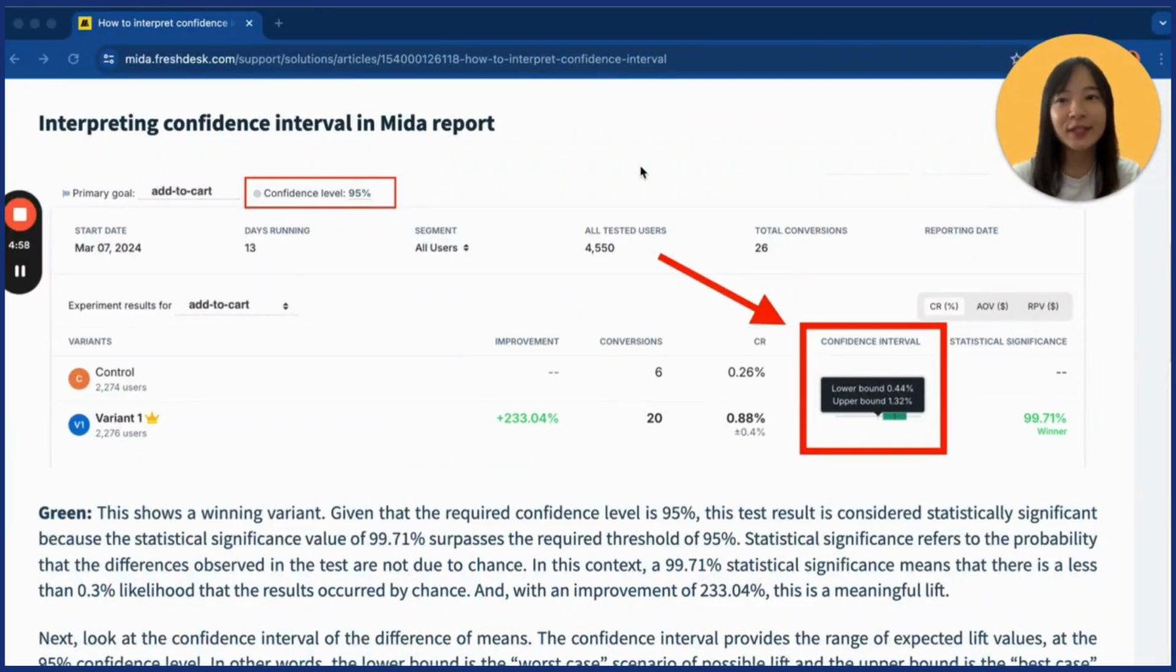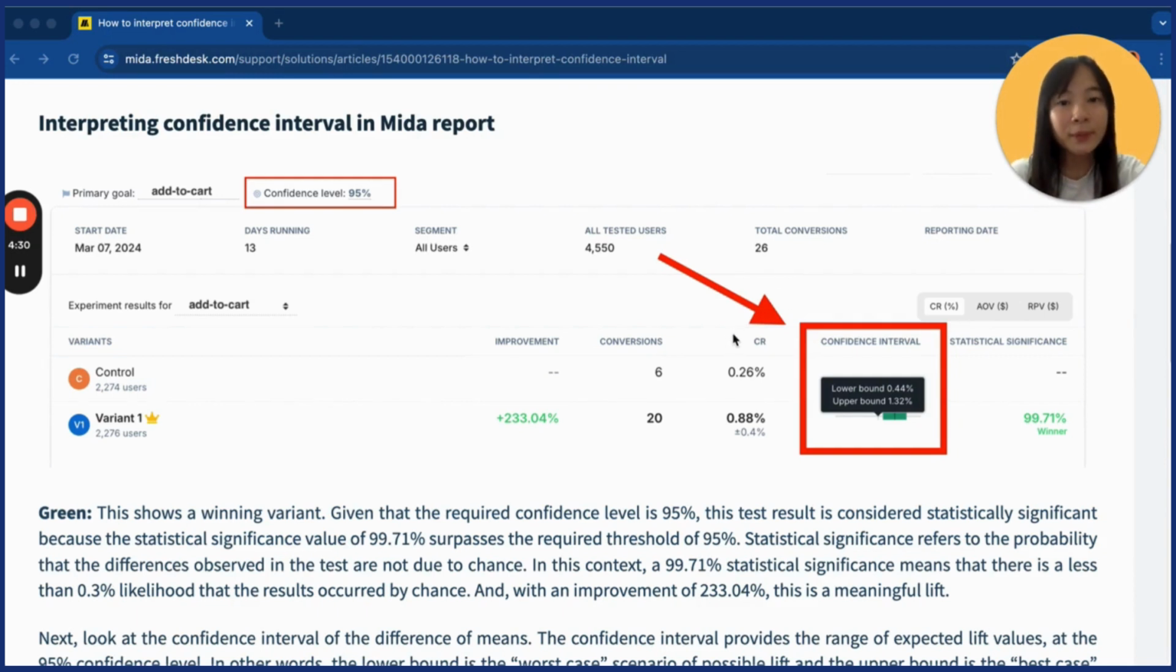Hi everyone, in this video I'm going to walk you through how to interpret confidence interval in your MIDA AB test result, right? On your MIDA AB test result, you will see a confidence interval column. And what exactly is a confidence interval is that it gives you the range of numbers that you expect your actual numbers to fall within when you deploy the new design or new changes.